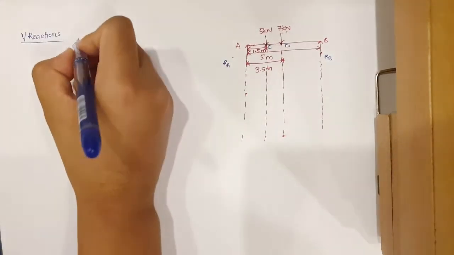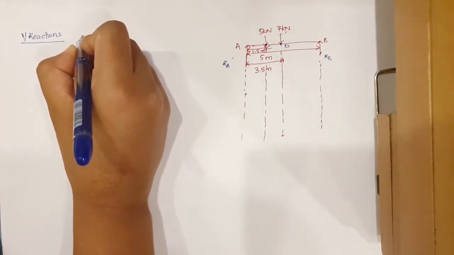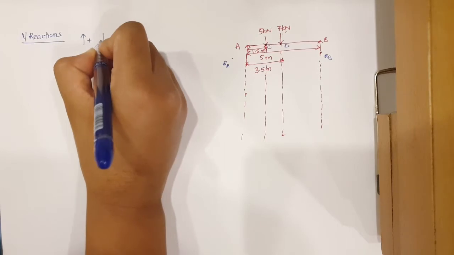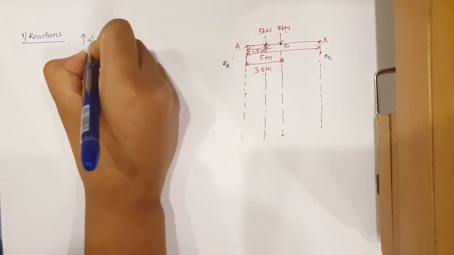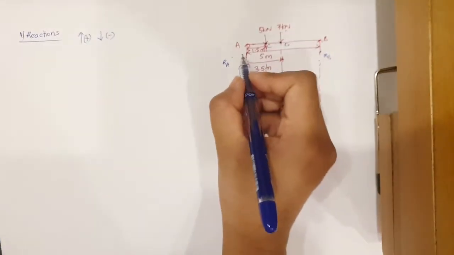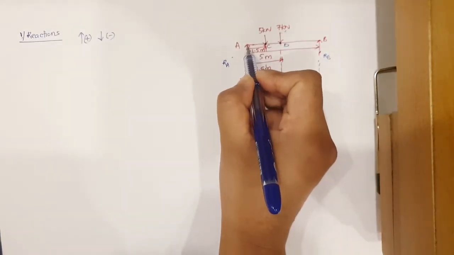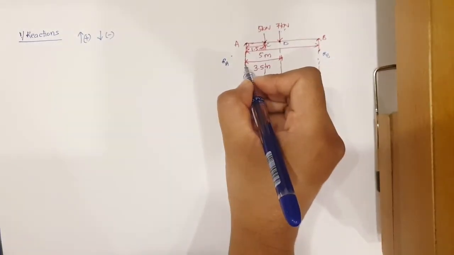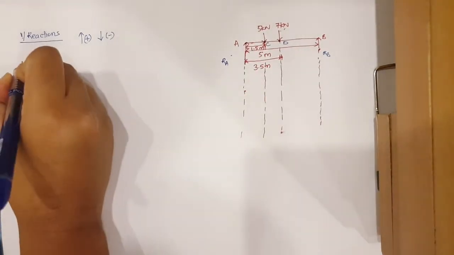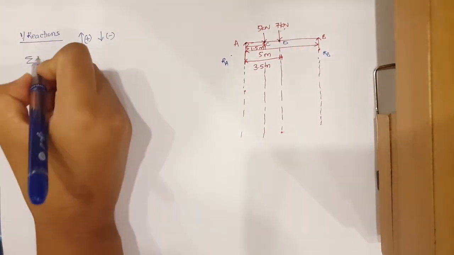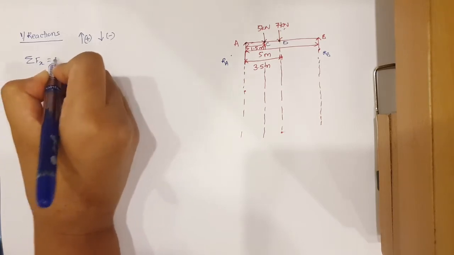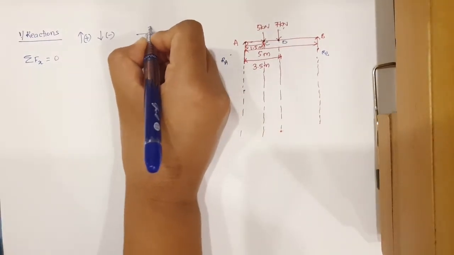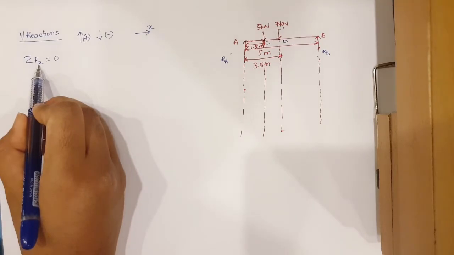So remember, in reaction the forces that are going from bottom to top we will take as positive, and the forces that are coming from top to bottom we will take as negative. So remember this sign convention. As we start, we will start from this point here. At this point A we have reaction RA. So RA is going from bottom to top, so we have positive RA. We'll take summation of forces in x direction is equal to 0, and we have to go in x direction totally.